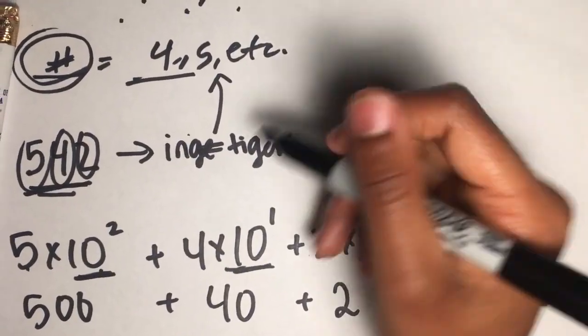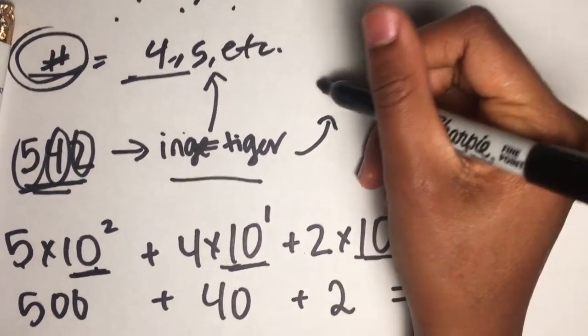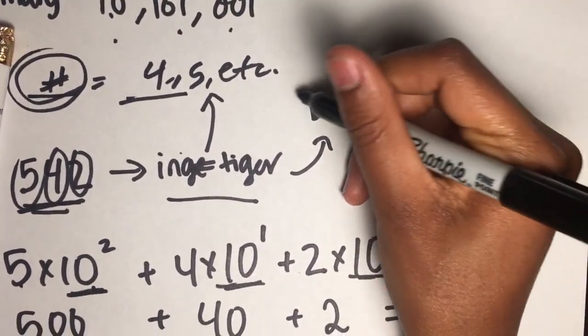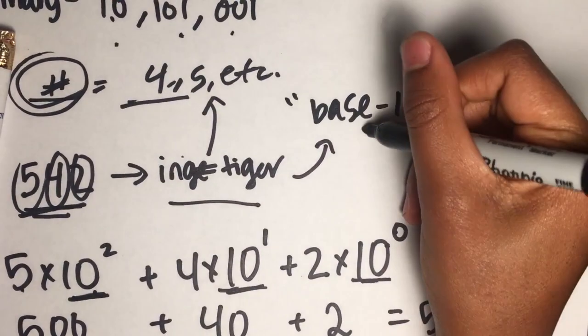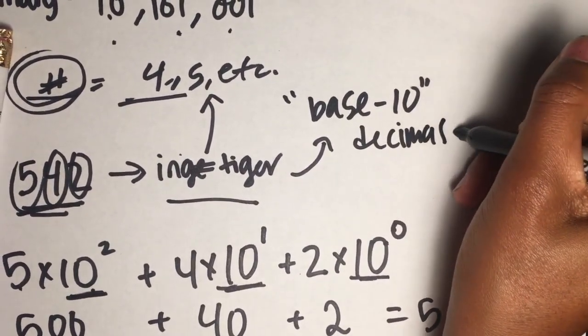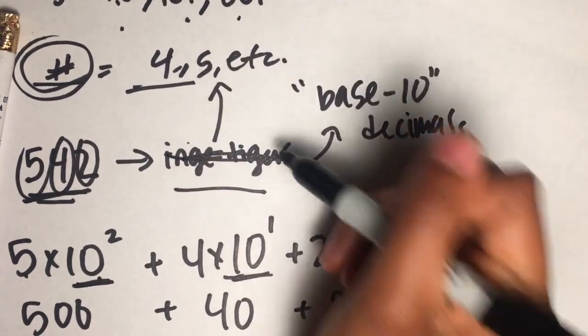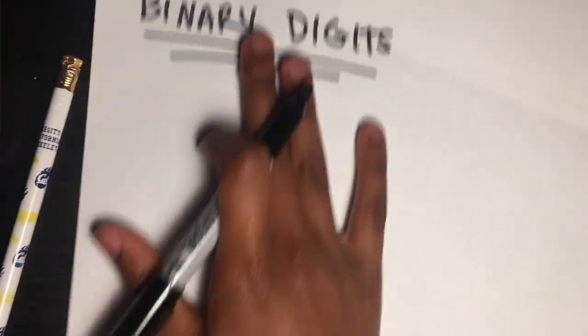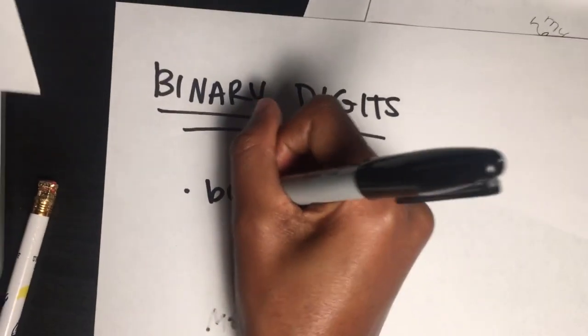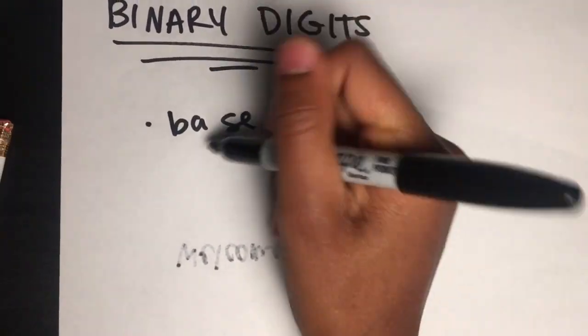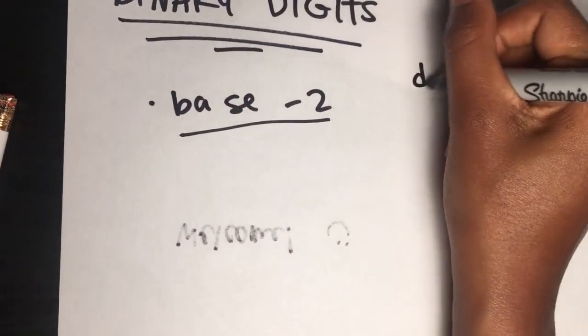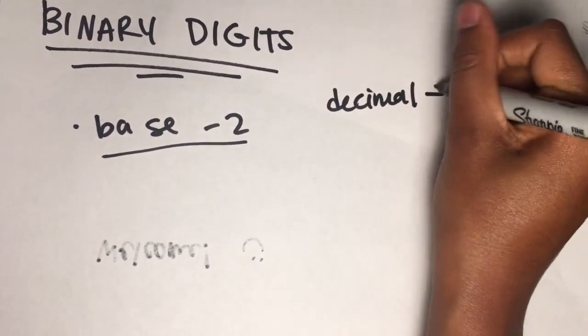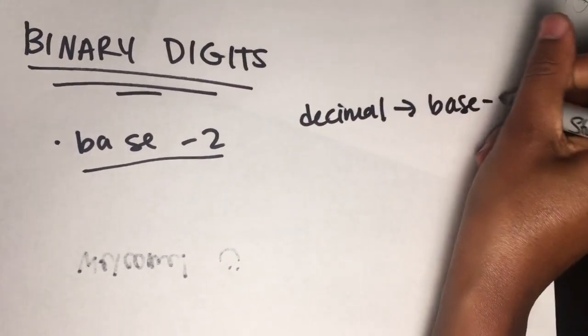So why did we put 10 here, you may ask? That is because for decimal numbers, they're called base 10. Anyway, so binary digits are base 2. Decimal numbers were base 10.